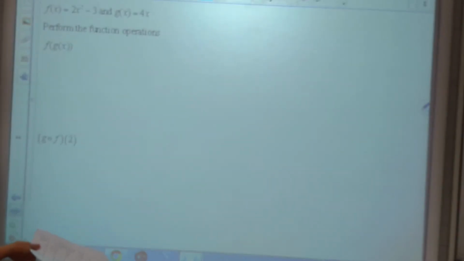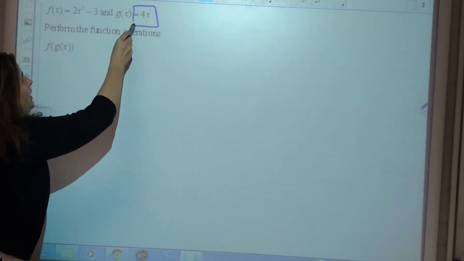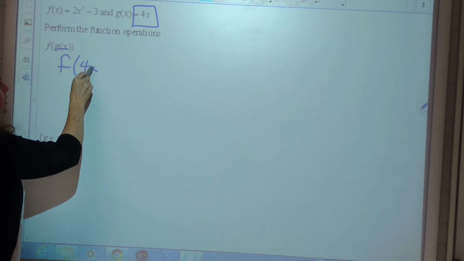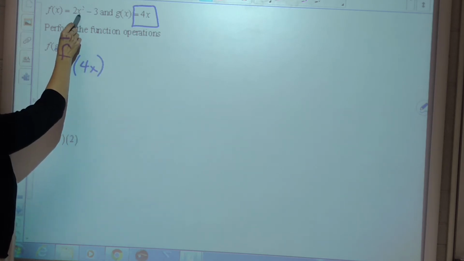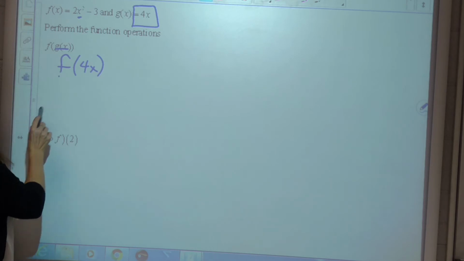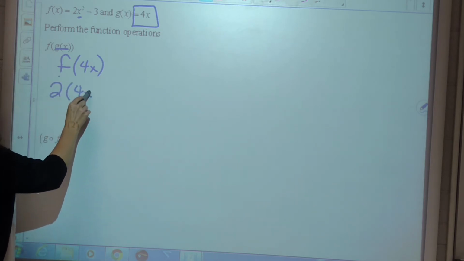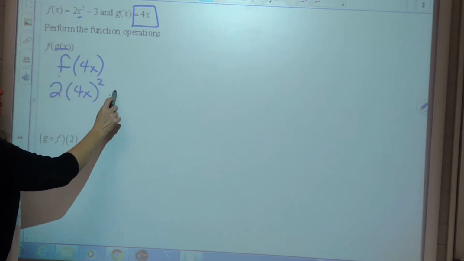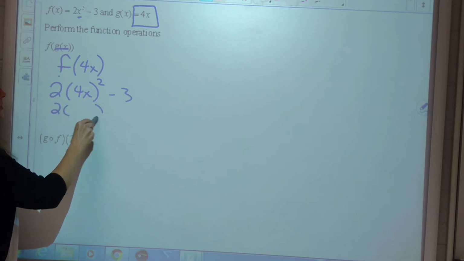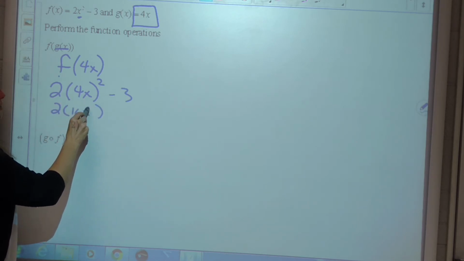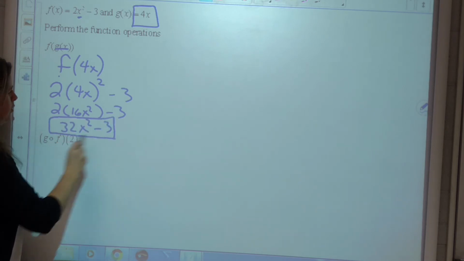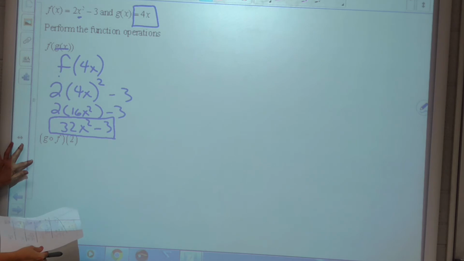Take a look at a couple more. 4x replaces g of x. So I'm looking at f of 4x. 4x replaces the x in the f equation. So I get 2 times 4x, all of that squared, because x is being squared and this replaces x, minus 3. So that's 2 times, that value squared is 16x squared, minus 3. And then I have to multiply by 2, so I get 32x squared, minus 3. This whole value, or expression, is your answer.